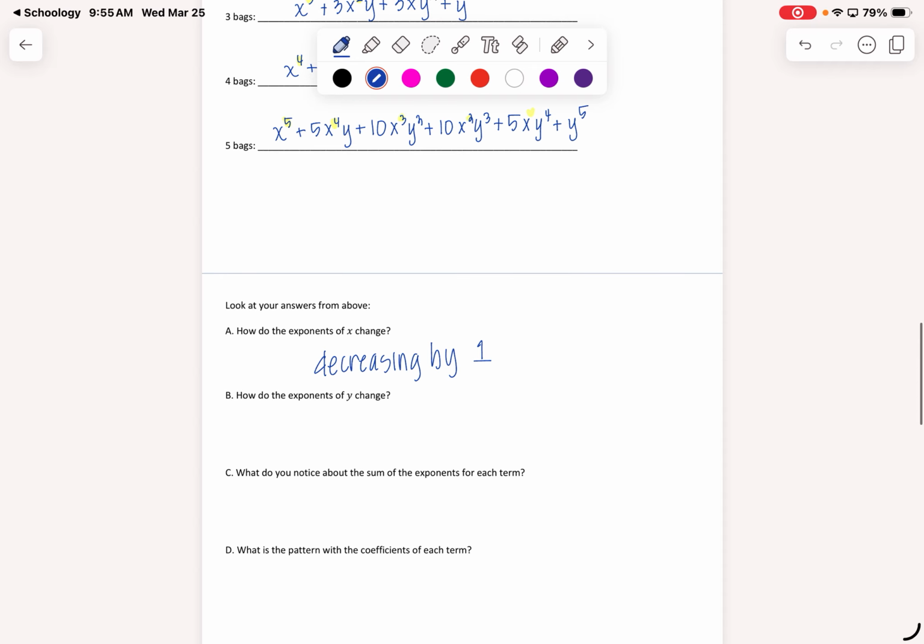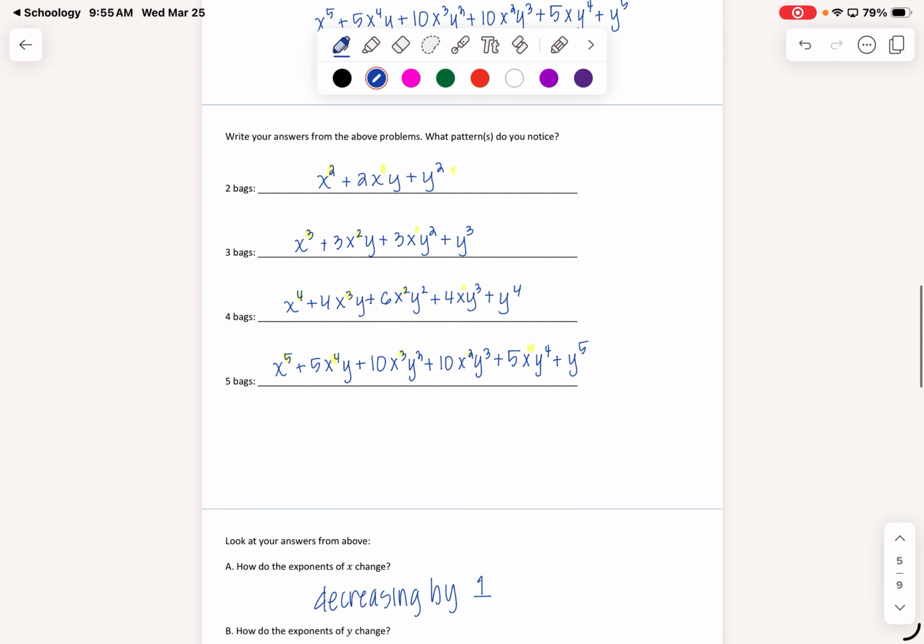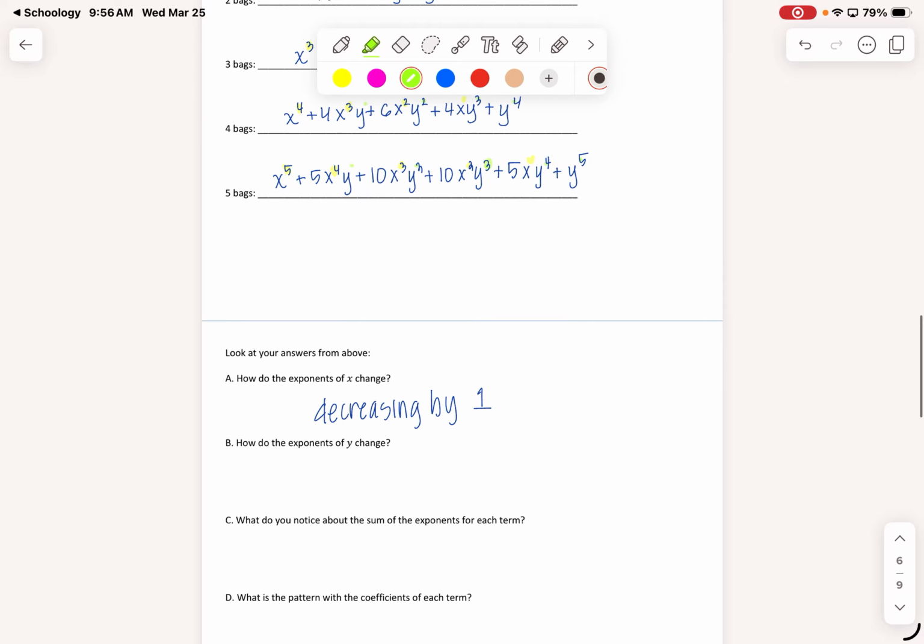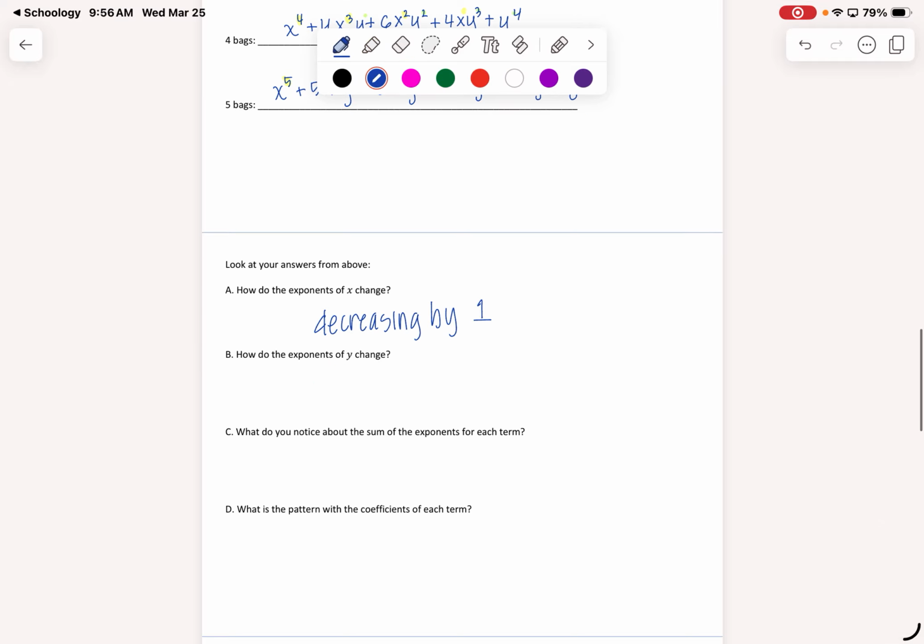How do the exponents of y change? If we look at the y values and their exponents, there's no y's here. Then there's a 1 and there's 2. None, 1, 2, 3. None, 1, 2, 3, 4. None, 1, 2, 3, 4, 5. So if you look at those, those are increasing by 1.